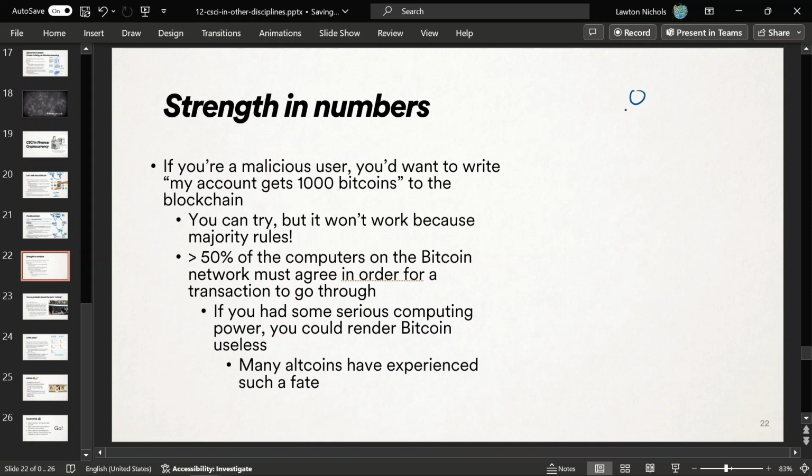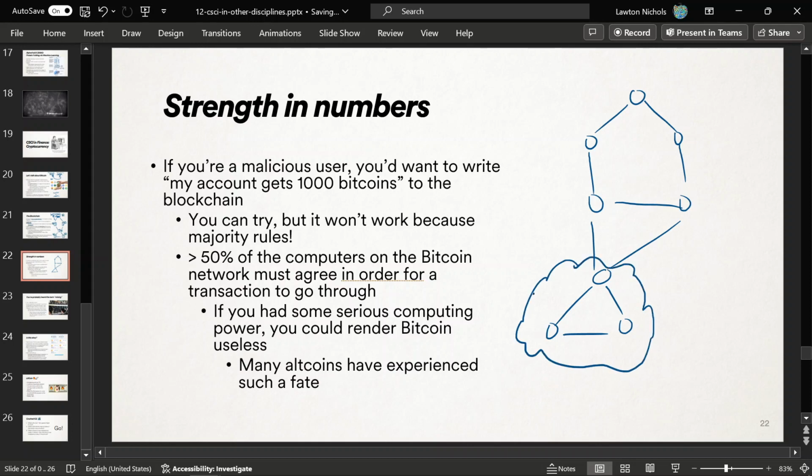So the reason Bitcoin works so well is because it's popular. You have all these computers connected to each other on the network, and let's say you're a malicious user, maybe a malicious government or something. You have a lot of processing power, and you're able to take over this much of the Bitcoin network. As long as you don't take over half of the network, you lose. You cannot write fake data to the blockchain because everybody has to agree.